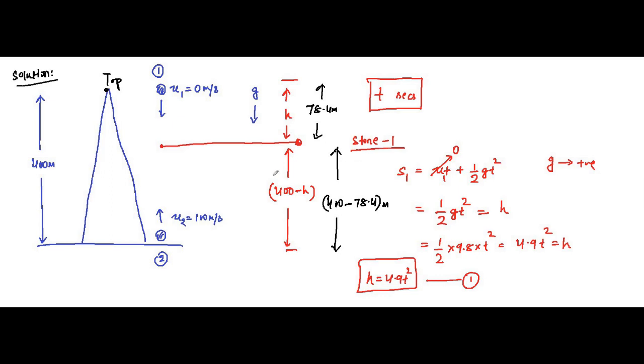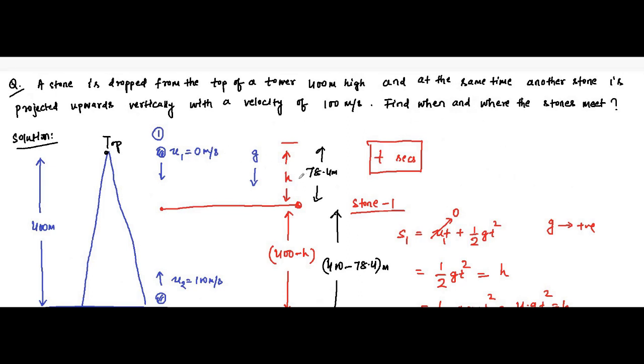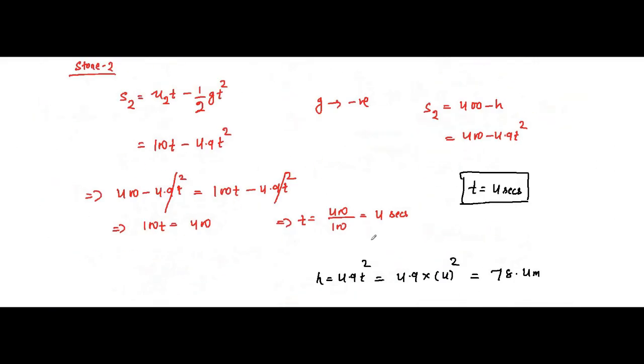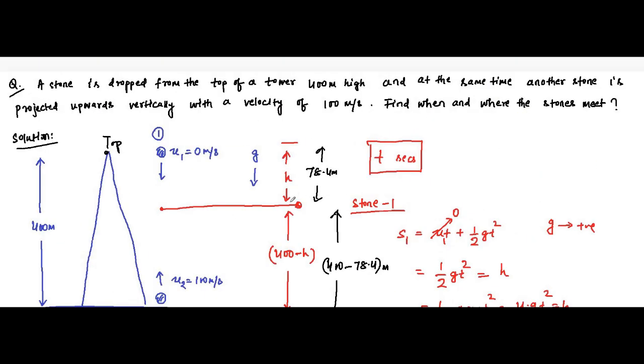So this is a very good question involving motion of an object under the influence of gravity. A lot of concepts are involved here. First, equations of motion, then sign convention. When acceleration and direction of motion are in the same direction, g is positive. When they are in opposite directions, g is negative. That also came into play, and basic common sense to use. Okay, so this is the solution.